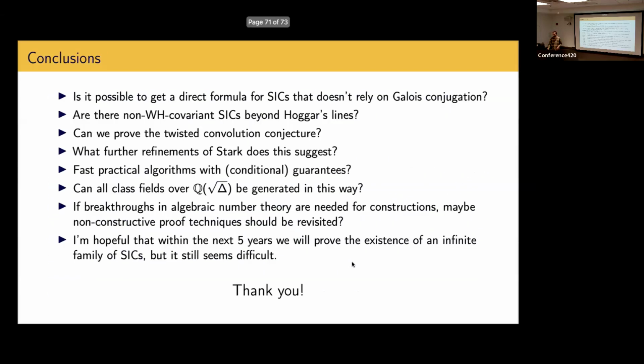Yes. So I'm still confused about something. So can I give you now like D equals 217?